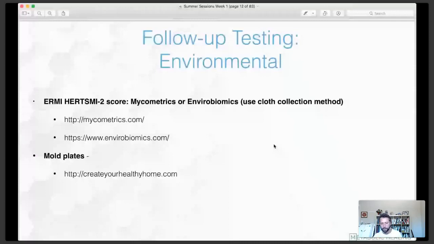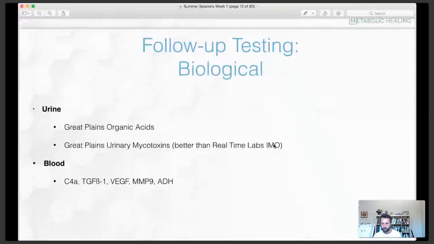And then in terms of the blood markers, these are non-specific for mold, but they usually are involved in CIRS. These are the top 5 that I've whittled it down to that I found to be the most valuable in looking for chronic inflammatory response illness: C4a, which is a part of the complement innate immune response; TGF beta 1, which is a pro- and anti-inflammatory cytokine and growth factor; VEGF; metalloproteinase 9; and antidiuretic hormone.